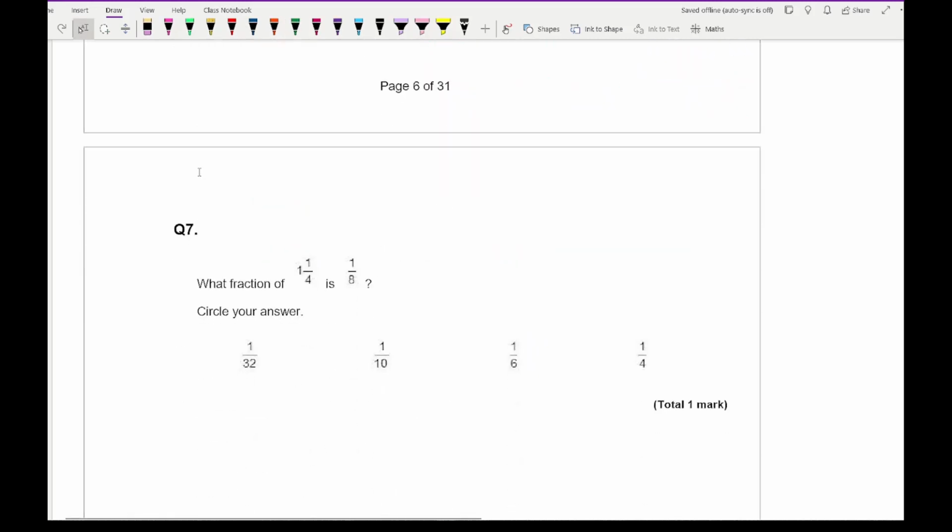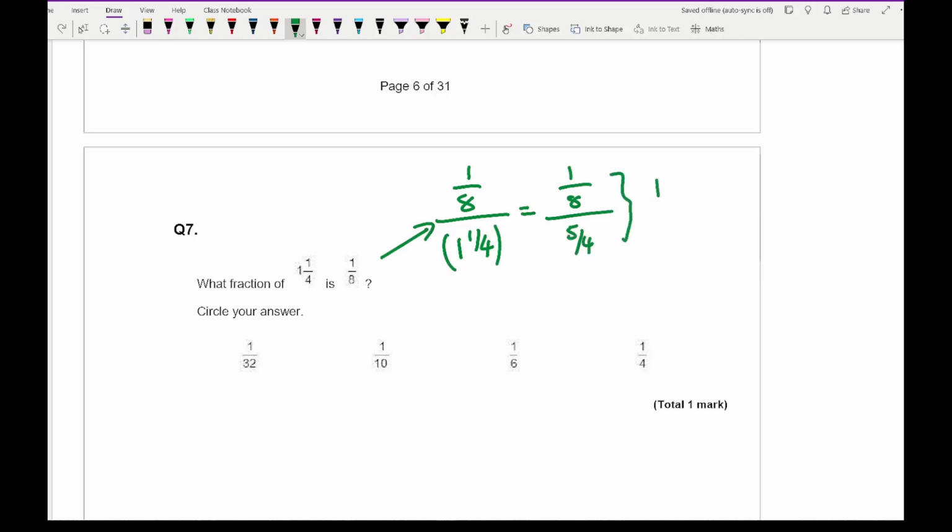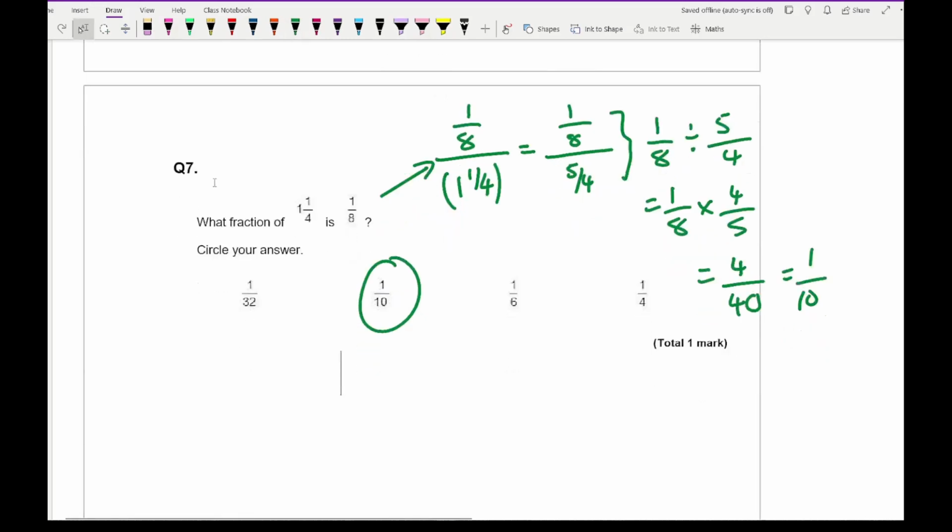Then moving on to question 7, it says that 1 1/4 is an eighth. What fraction of 1 1/4 is 1/8? So for this, what I'm trying to do is 1/8 over 1 1/4. So if I convert this bottom into an improper fraction, I get 1 over 8 divided by, and then it's 1 times 4, which is 4, plus 1 is 5 over 4. And this is 1/8 divided by 5 over 4, which is 1/8 times 4 over 5, which is 4 over 40, which simplifies to give me a tenth. So it's my second option.